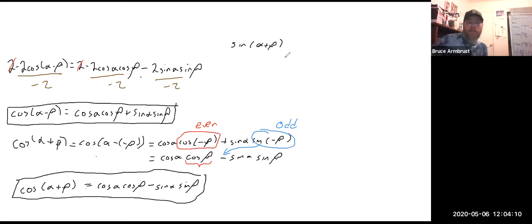So we're going to try to figure out sine of alpha plus beta. Now, the trick we're going to pull here is we're going to turn it into a cosine. And I know what you're thinking. What? We're going to turn it into a cosine? Yeah, we're going to turn it into a cosine by using the cofunction identity.